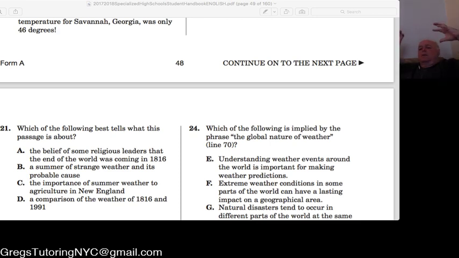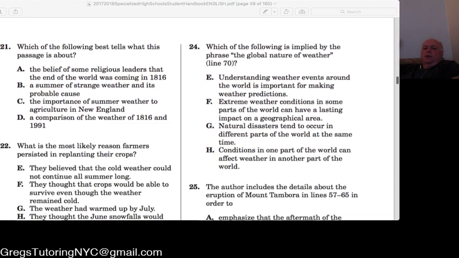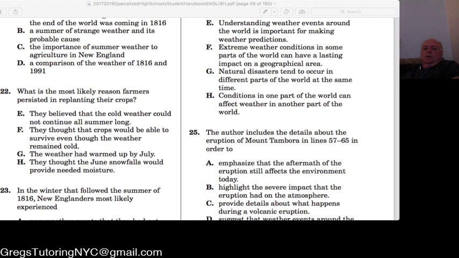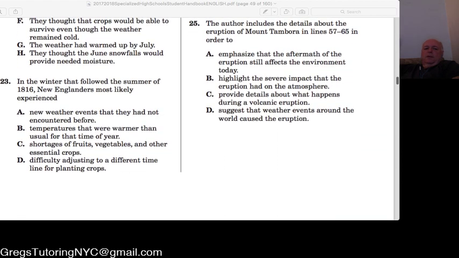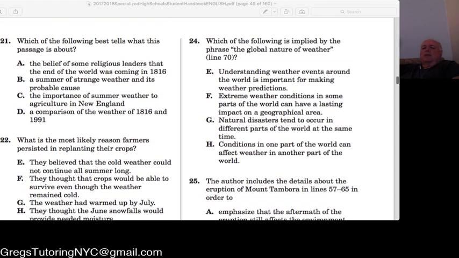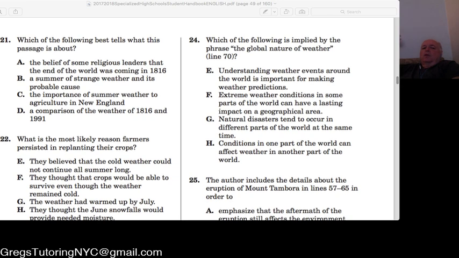Just a couple of ground rules, so to speak. I like to tell my students, especially on the reading comprehension part, I kind of said not to do it on the other section, but sometimes this works for some kids and sometimes it doesn't, which is to just go and look at the questions before you read the passage. What does the following best tell us about the passage? What is implied by the phrase whatever? What is most likely the reason the farmers persisted? The author included the details, whatever. In the winter, whatever. So all you're doing is not looking at the answers. You just get a general idea of what they're even asking you while you're reading.